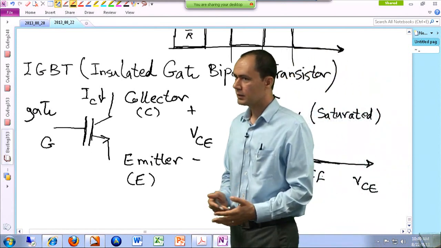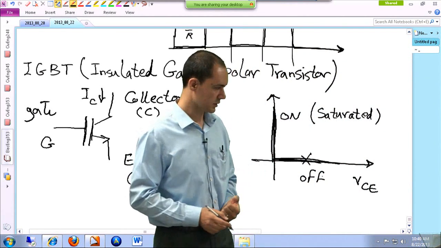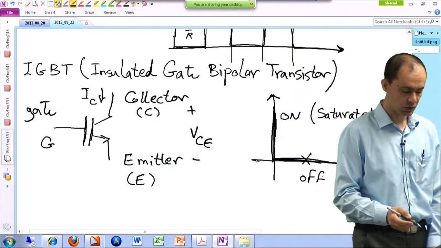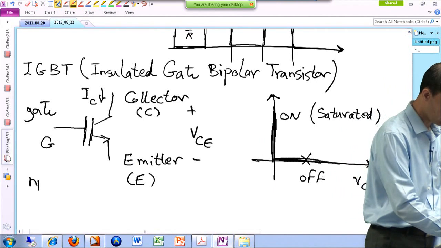And again, we have NPN and PNP transistors, but usually they are NPN transistors. So this particular one that I drew over here is an NPN IGBT, which is usually the case in industry. So this is an NPN.